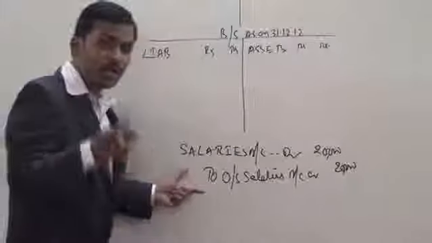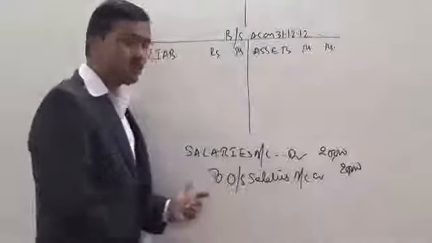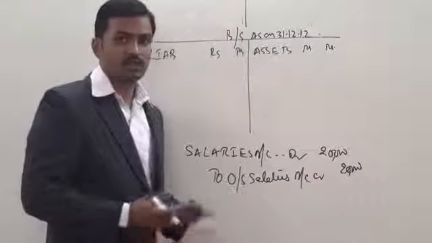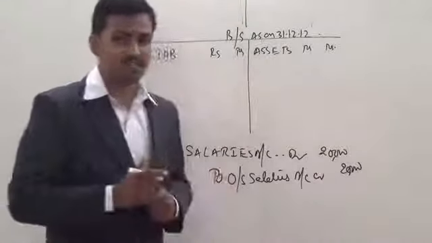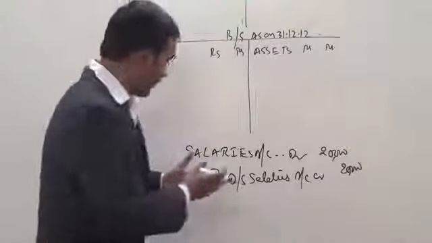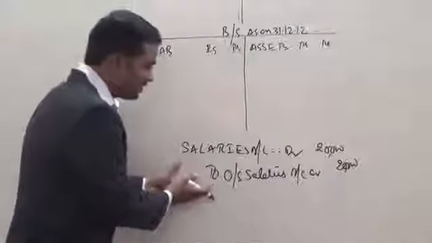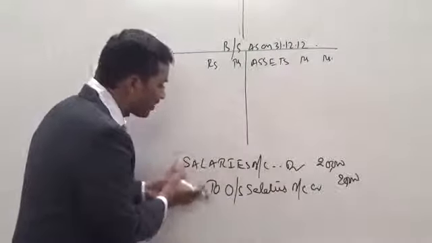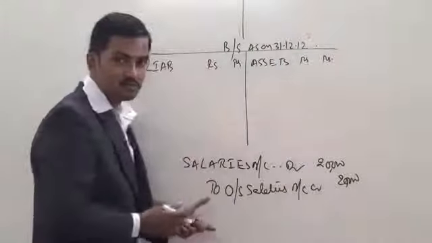So this entry should have been passed, but this entry was not passed. So this entry was omitted. Now, how are you going to rectify the mistake? So I have passed this entry. This entry is called an adjustment entry. Now I have to give effect to this entry in the final accounts.